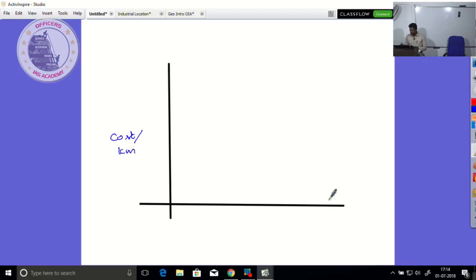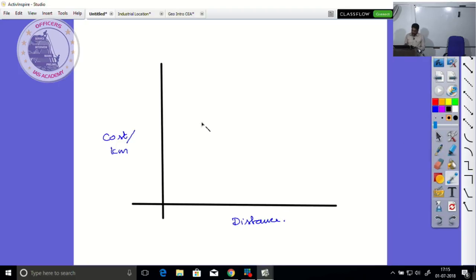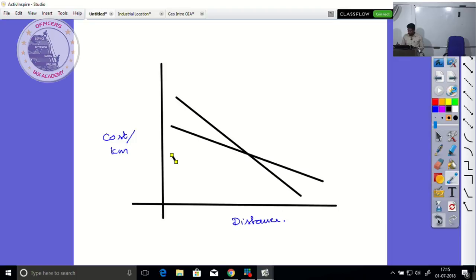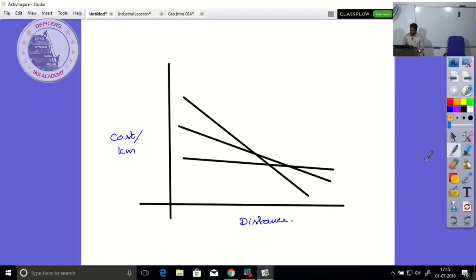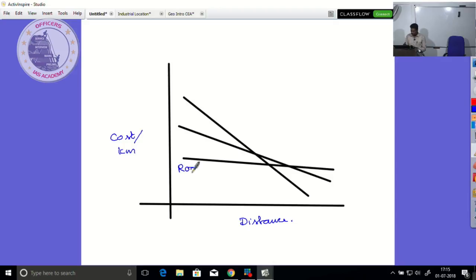Cost per kilometer, if I am just talking about the distance, almost always reduces with the increased distance. Say I am just talking about three modes of transport. One, road transport. Number two, rail transport. Number three, waterways. When the distance is more, the best mode of transport will be waterways, sir. When the distance is less, the best mode of transport will be road transport.